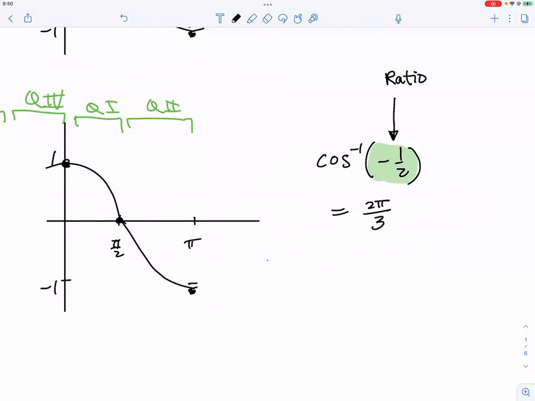2π/3. Okay, so if you use the unit circle method, that's how you process the information.